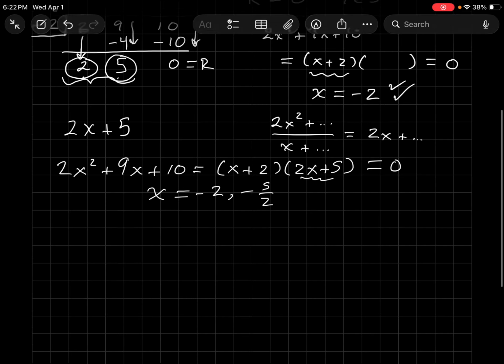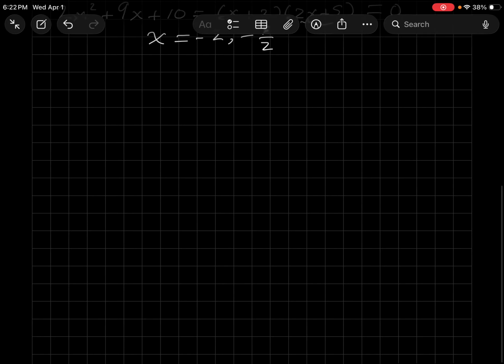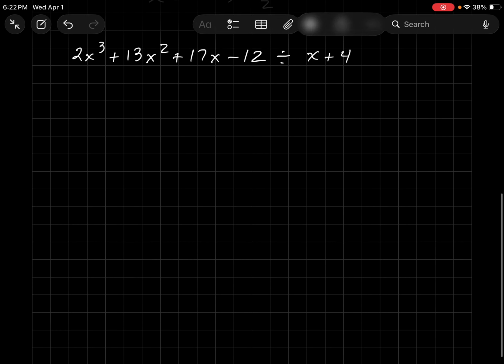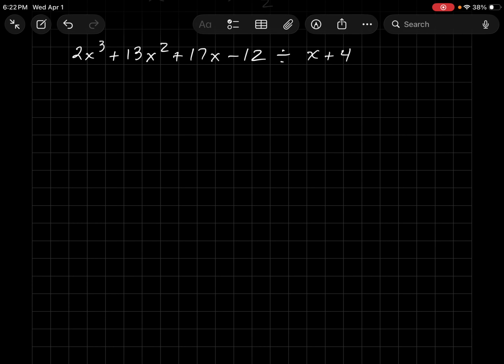Let's do another example. What if we want to divide 2x cubed plus 13x squared plus 17x minus 12 by x plus 4? And we wanted to do this to determine if x plus 4 is a factor, which means we're trying to see if x equals negative 4 is a solution or a root or 0.